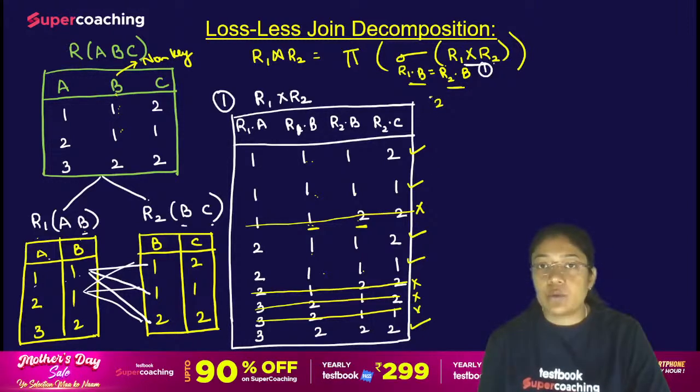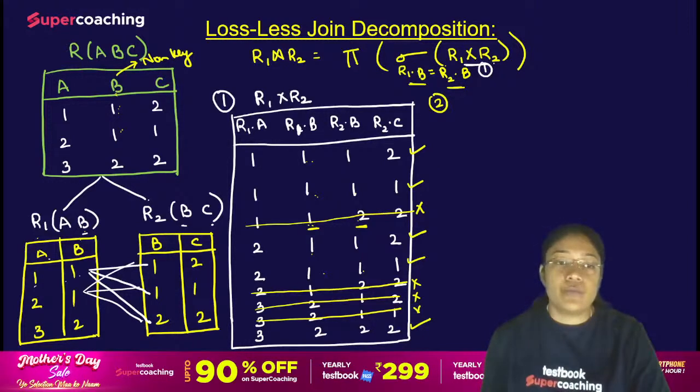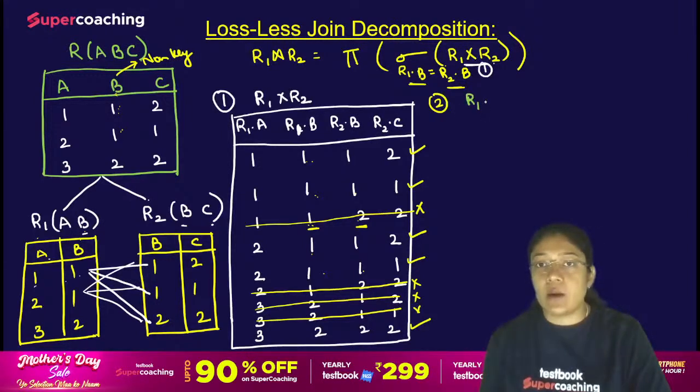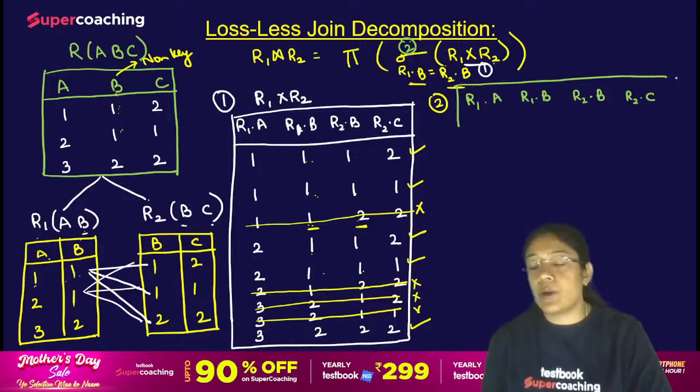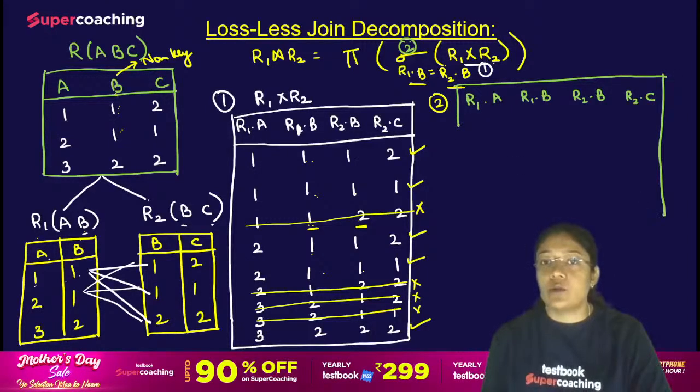So let me write down the result for step 2. Step 2 का result आया. So here we are getting R1 dot A, R1 dot B, R2 dot B, and R2 dot C. So this is the result we are getting after performing the selection operator. Selection क्या कहते हैं? Row के ऊपर condition apply करते हैं. So 5 rows are returned here.